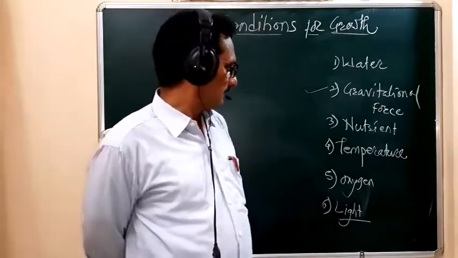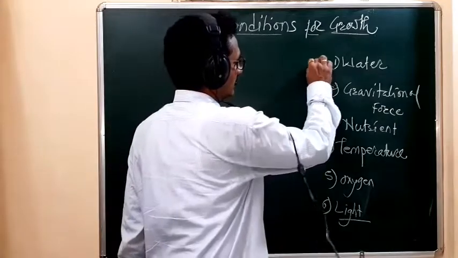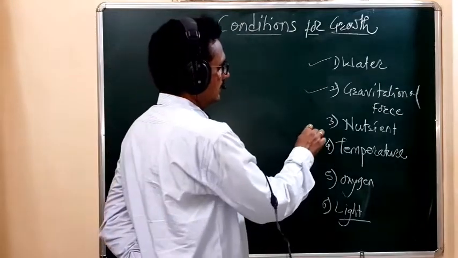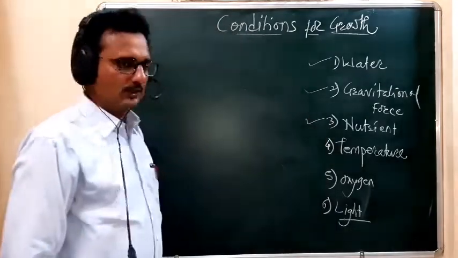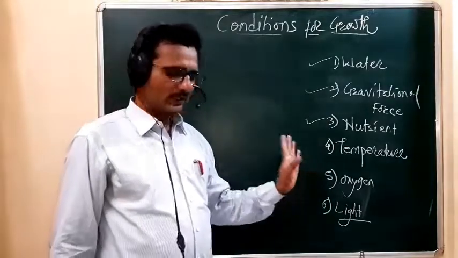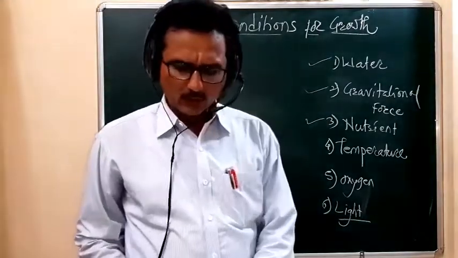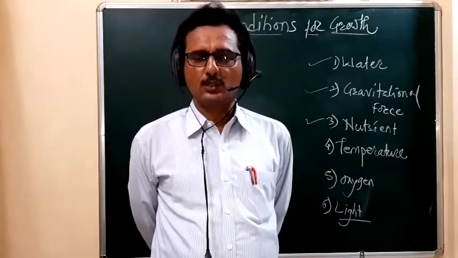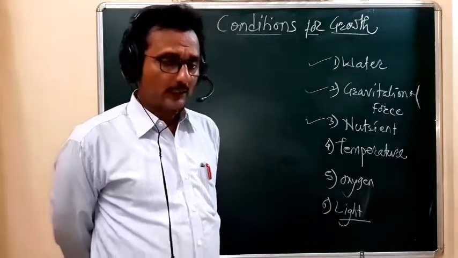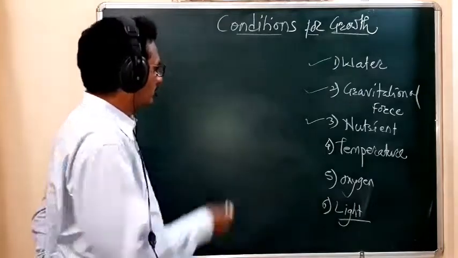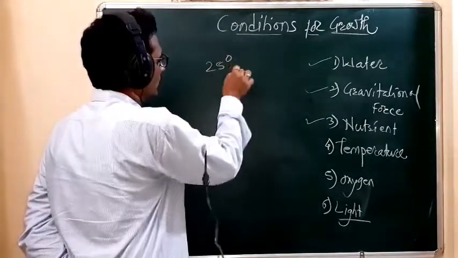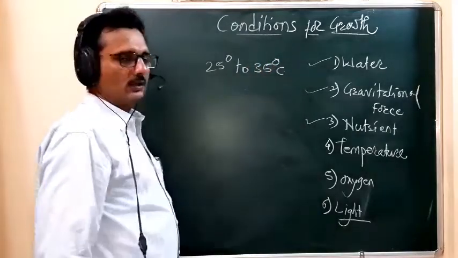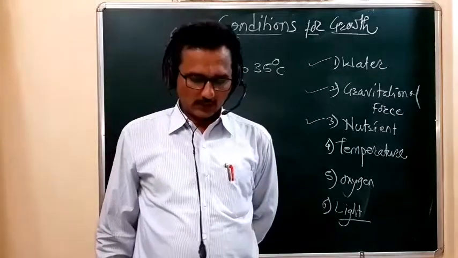Then the next thing: there is a requirement of water, the necessity of gravitational force, then a requirement of nutrients, followed by a requirement of temperature. For proper enzymatic reactions, how much temperature is required? Around 25 to 35 degrees. This temperature is required for the normal and healthy growth of the plant.